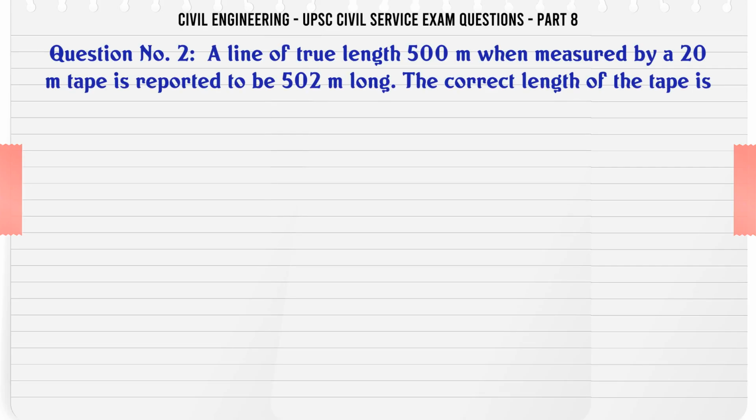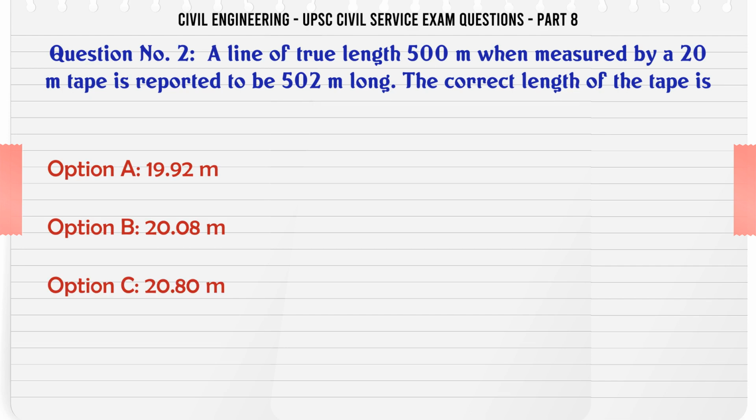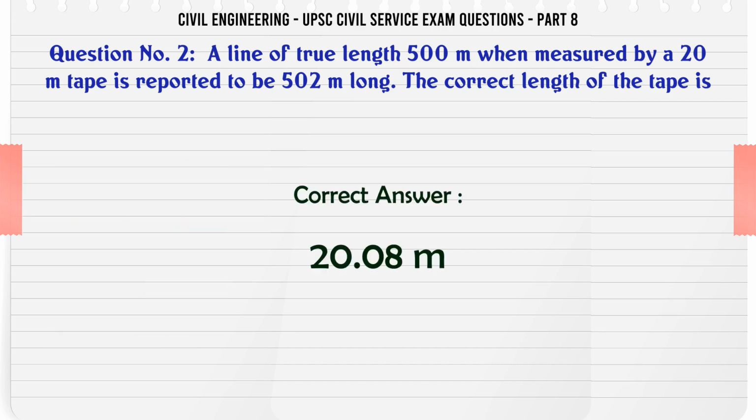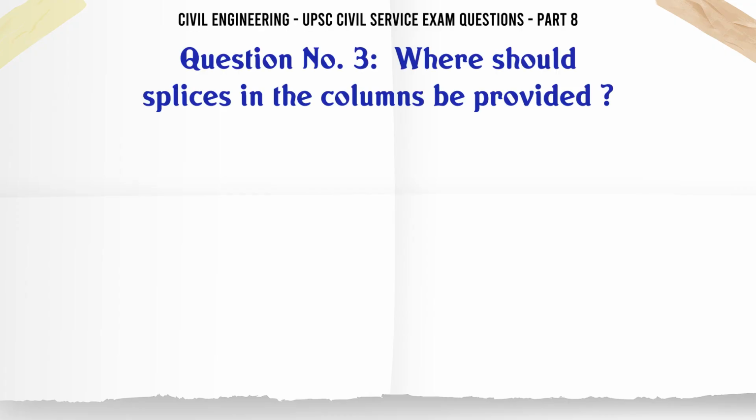A line of true length 500 m when measured by a 20 m tape is reported to be 502 m long. The correct length of the tape is A. 19.92 m, B. 20.08 m, C. 20.80 m, D. 21 m. The correct answer is 20.08 m.